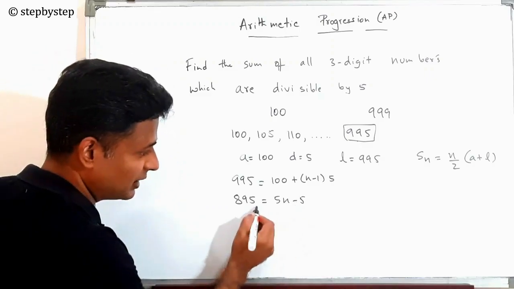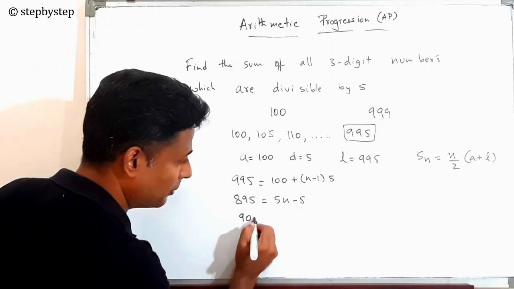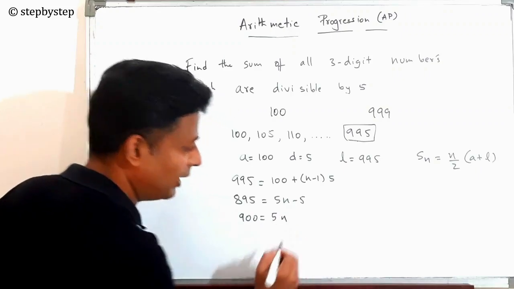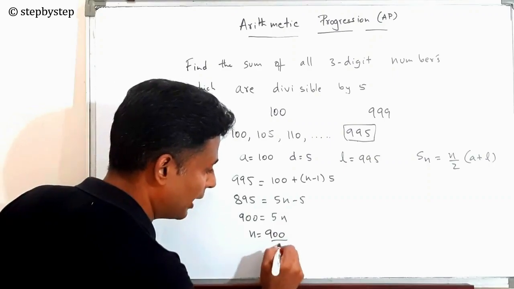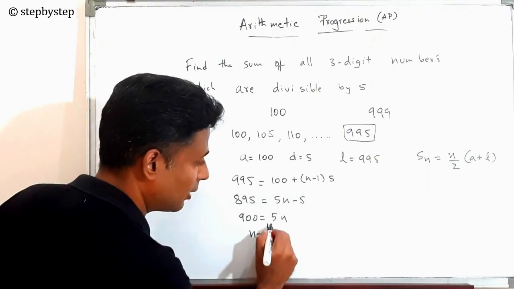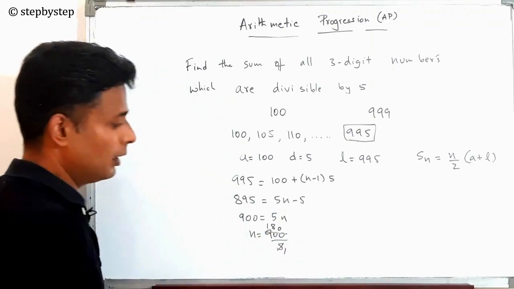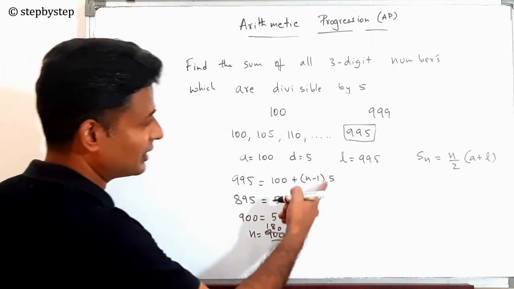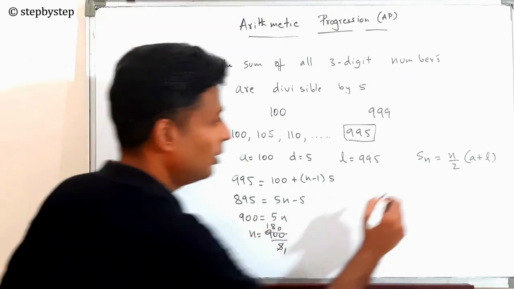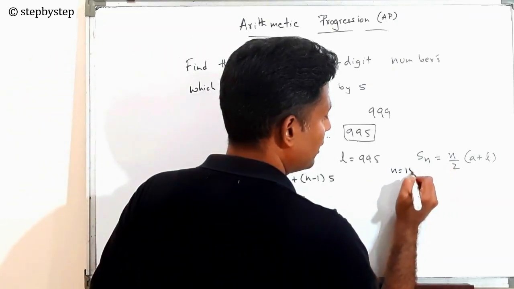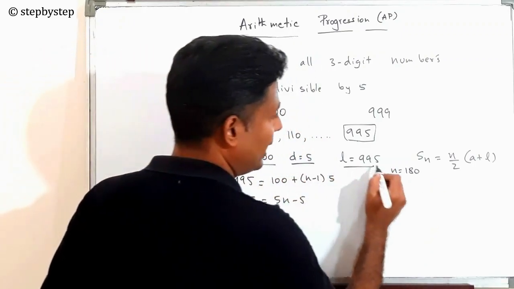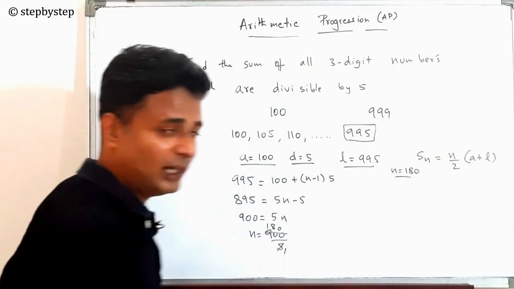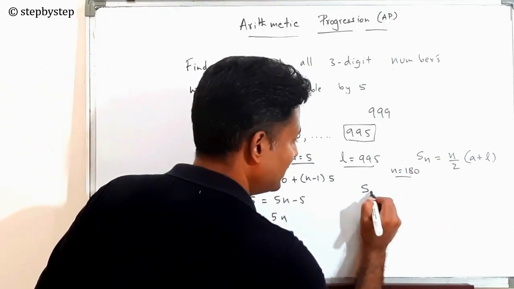I transpose this minus 5, it becomes plus 5. So it becomes 900 equal to 5n. So n equal to 900 by 5. 5 8s are 40, so 5 times 180 is 900. So n is 180 for the last term, which means how many terms are there? 180 terms. So now we know a, we know d, we know l, and we know n. We can find s of n. So that is s of 180.